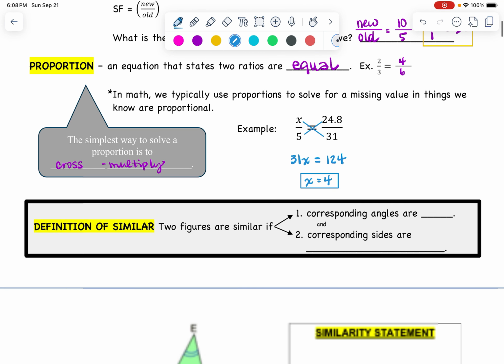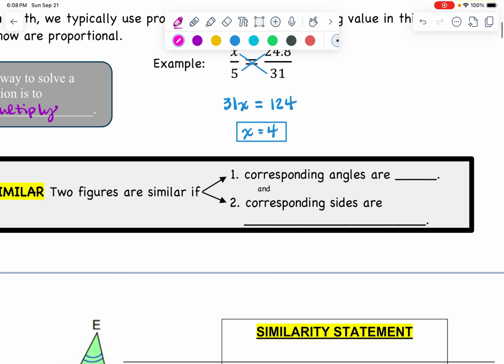All right, moving on. Definition of similar. So we spent the entire unit 3 proving that triangles were congruent, which means completely identical in every single way, right? But similar doesn't mean the same thing, clearly, right? So similar is kind of a two-part statement. So whenever you see that things are similar, that means that the corresponding angles are congruent, right? So the angles are congruent.